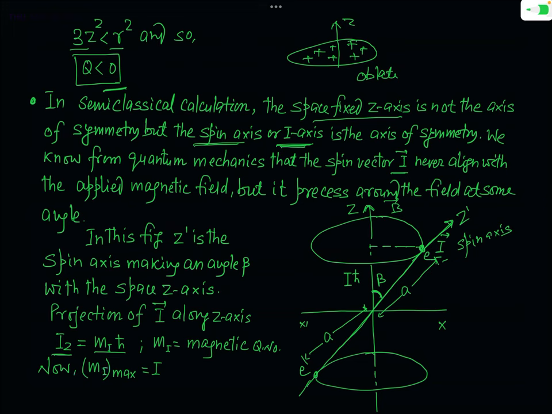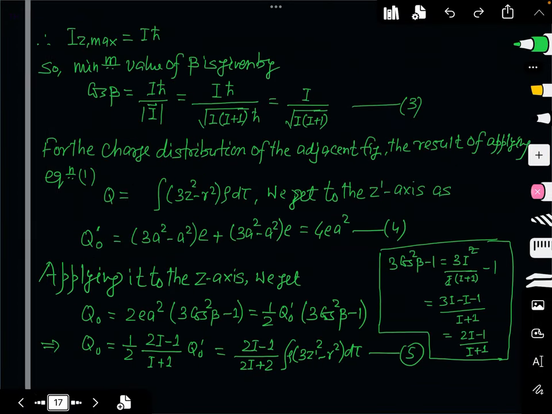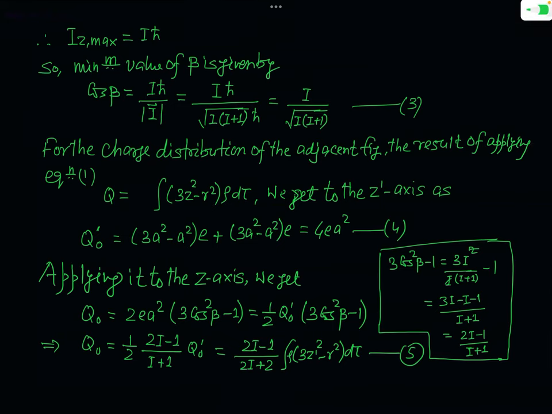In fact, the maximum value of this spin magnetic quantum number is equal to I, because what are the values of m_I? You know m_I runs from minus I to plus I at a step of 1. So its maximum value is in fact I. And when we take the maximum value of m_I, which is I, in that condition the maximum value of Iz will be equal to I h bar.